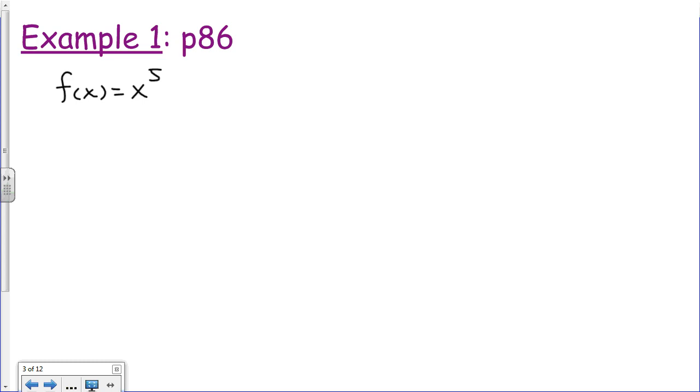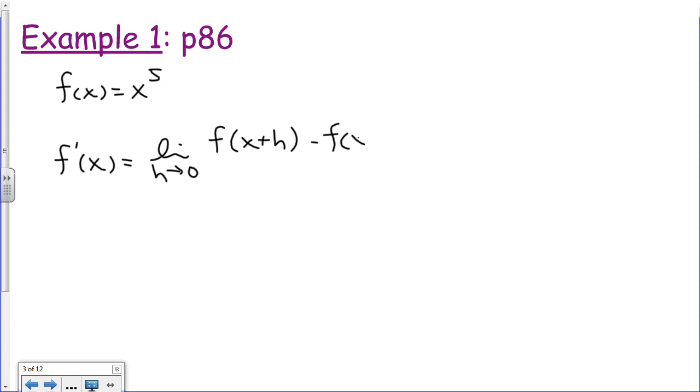All right, so we're just going to use our definition. This is where you need to start every single time. Just write down the definition that we just had up there. So f prime of x is equal to the limit as h goes to 0 of f of x plus h minus f of x all over h.